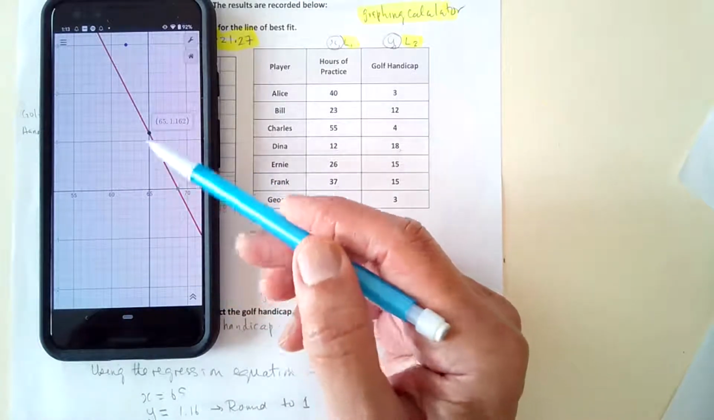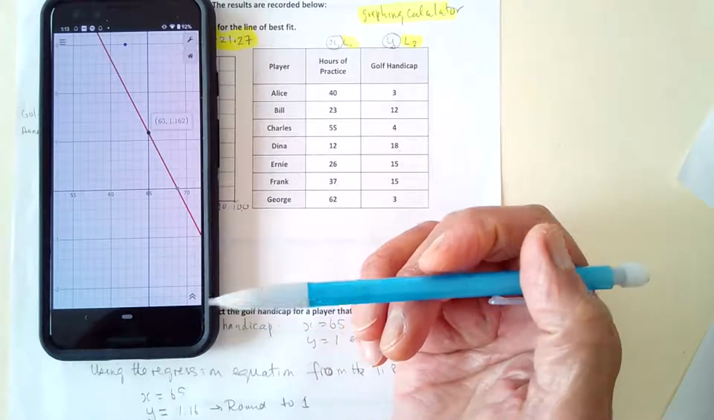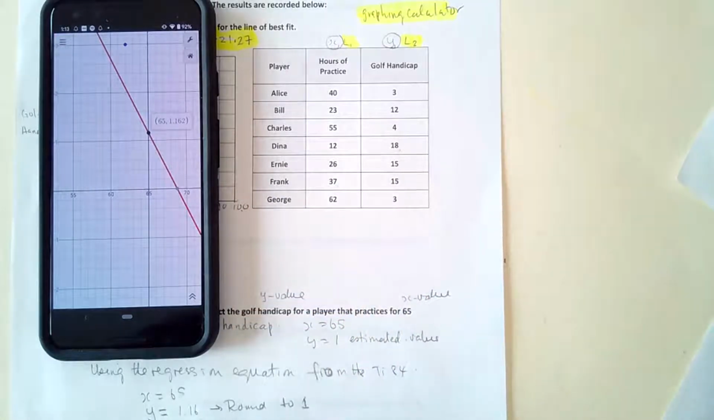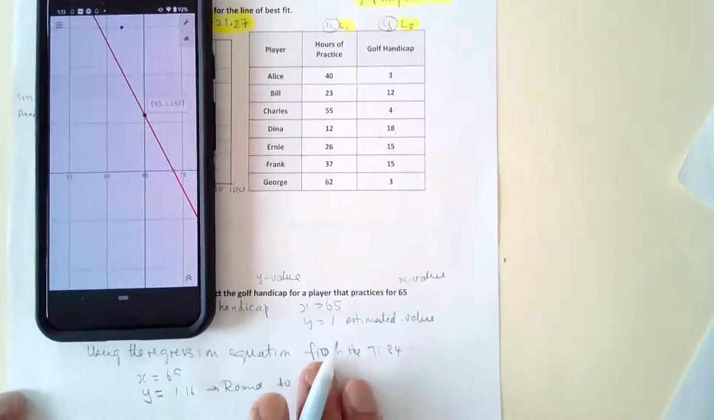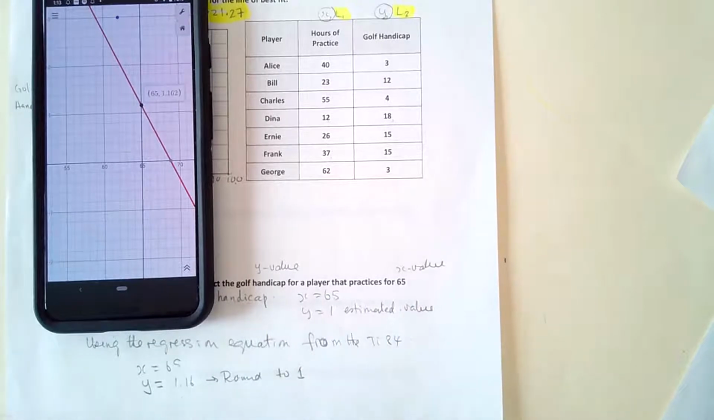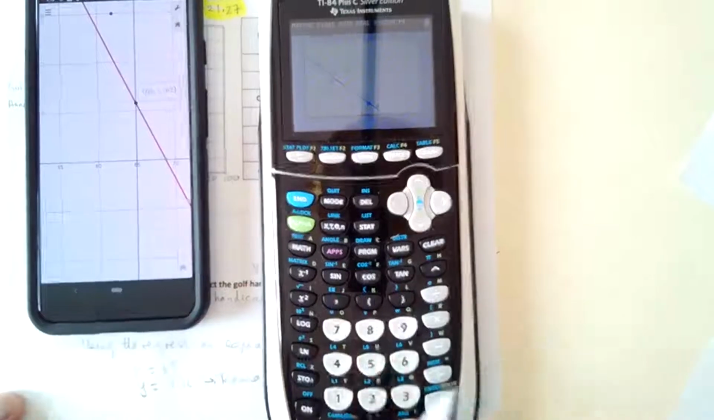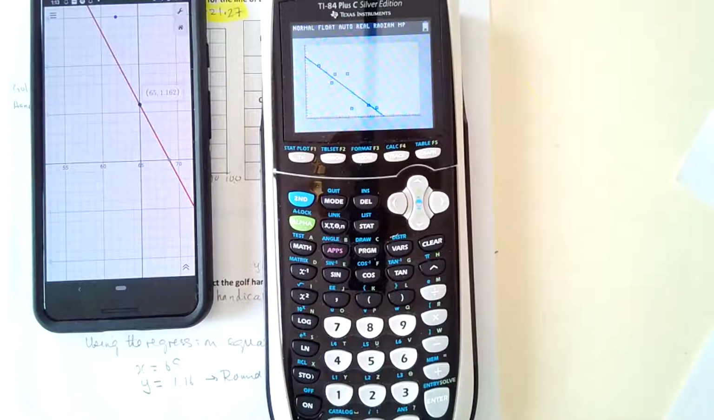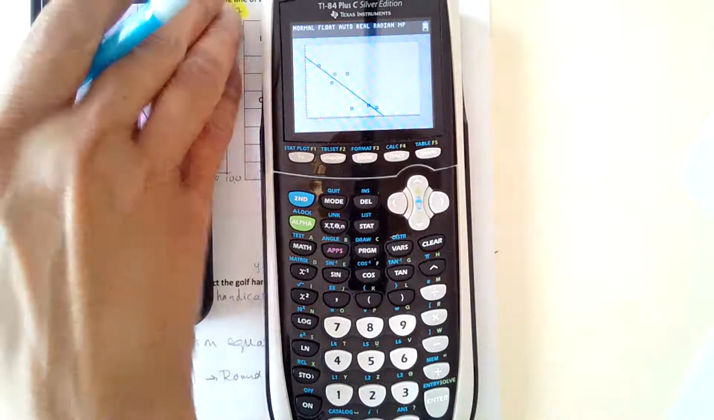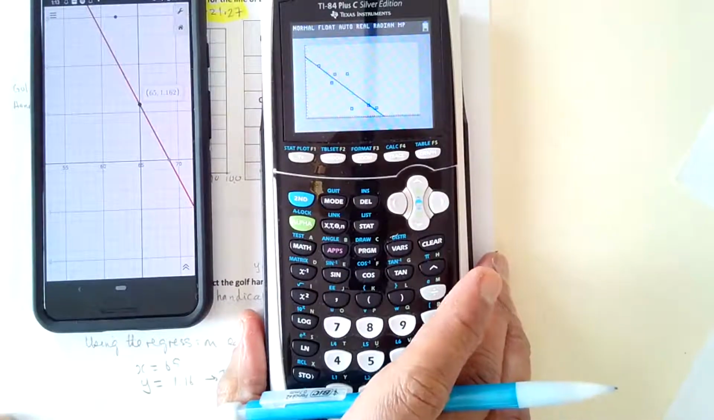This is our x equals 65, the y value is 1.161, which is the same. So they're approximately the same, we had 1.16 in our graph, and this is the exact value. So it doesn't matter which one of these calculators you use, you'll arrive at the same result. This one is free, this one is very expensive.